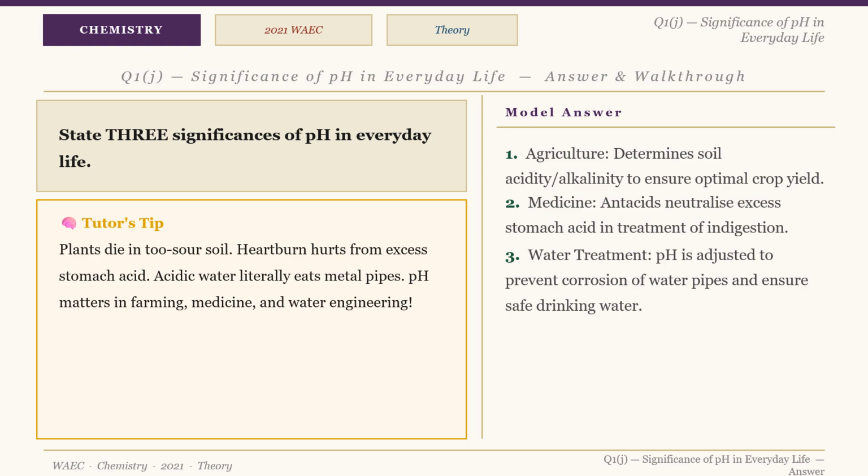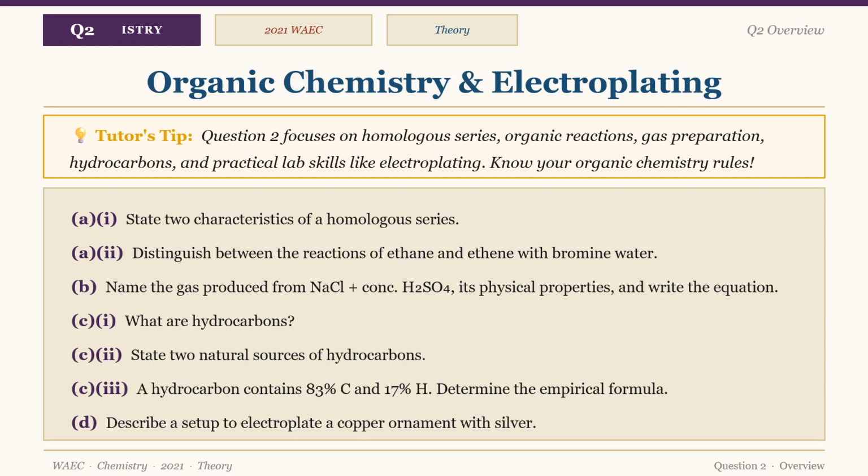So it's also in the survival of animals. So pH change can cause tooth decay. Also, it's a treatment of industrial liquid waste. So those are the significance of pH. pH signifies potential of hydrogen in our everyday life. So now that's all on question 1.